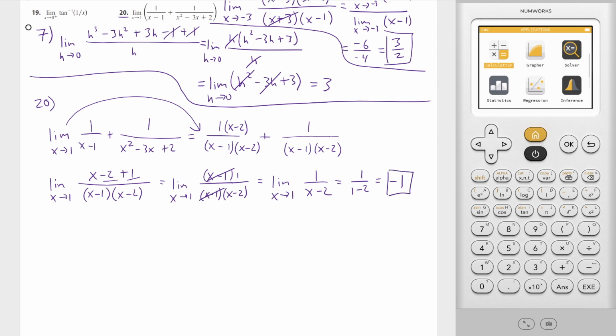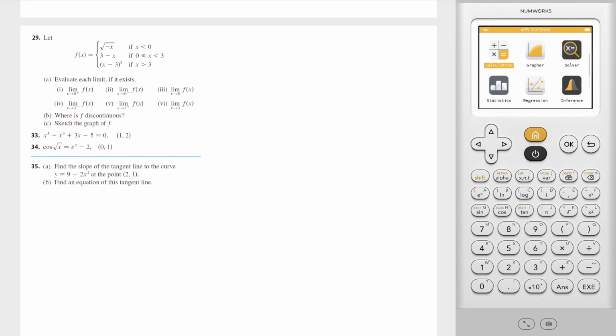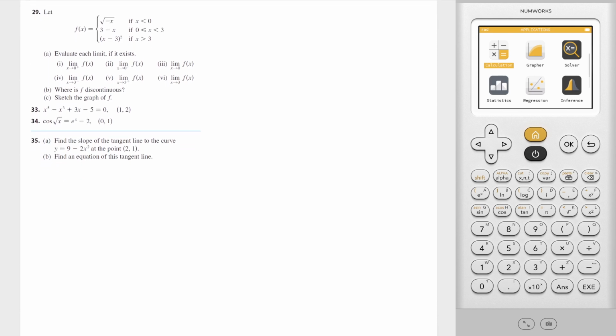All right. So that's number 20. Okay. Let's keep going. Those are the limit questions. And the next one I assigned was, I believe, number 29. So let's look at that one.